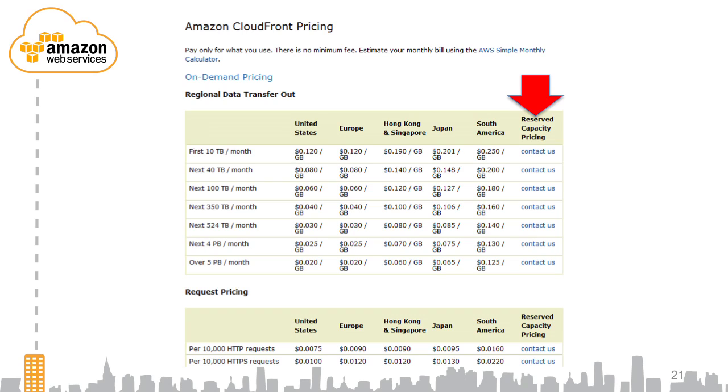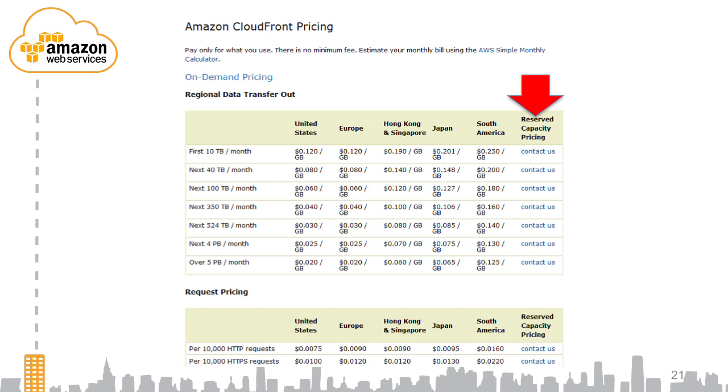One of the areas I wanted to call out here is what we have that little red arrow pointing to, which is the reserved capacity pricing. We heard about reserved instances for EC2 earlier. Well, we have a similar concept with CloudFront. If you know the amount of data transfer that you're going to have, and you're able to commit to a certain amount of that demand, then we're able to give you pricing discounts that are commensurate. So definitely reach out to us if you're interested in talking about that more.